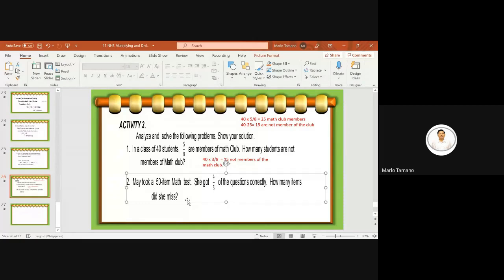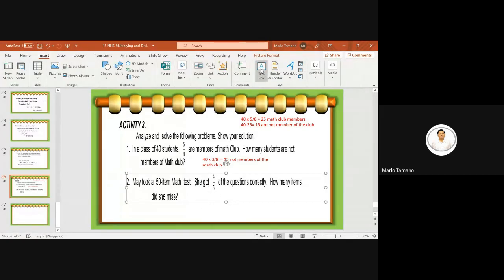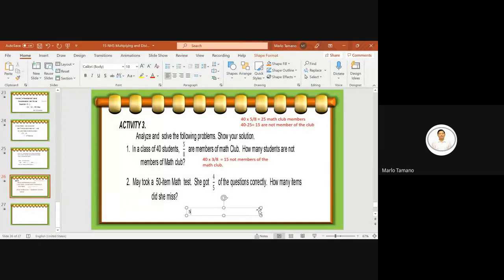10 po. Yes, very easy, no? 50 times 4/5. I-cancel nyo yung 5 and 50. So, gagawin ko rin, ipakita ko. So, 50 times 4/5. So, ika-cancel niyo po yung 50 at saka yung 5. So, how many 5 do we have from that 50?